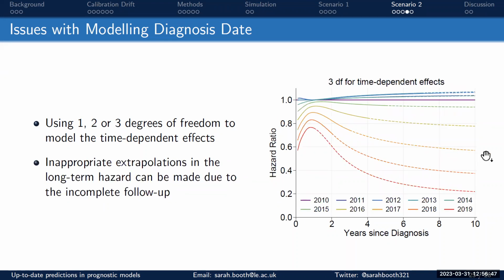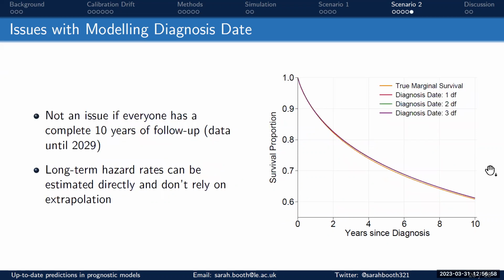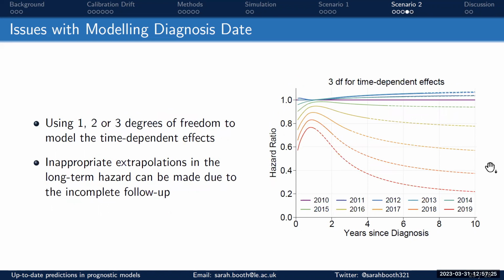But yeah, on average, this method seems to do okay, but there's definitely a lot of scenarios that we looked at where we'd end up with these really large extrapolations. And just to say that this wasn't an issue if everybody had complete follow-up time. So if you waited until 2029 so that everybody had 10 years of follow-up and you fitted exactly the same model, we would then have really good agreement between all of them. And this is because in this particular example, we don't have to actually extrapolate the long-term hazard rates anymore. We actually have the data to estimate them directly. So we don't end up with any of these weird extrapolations.